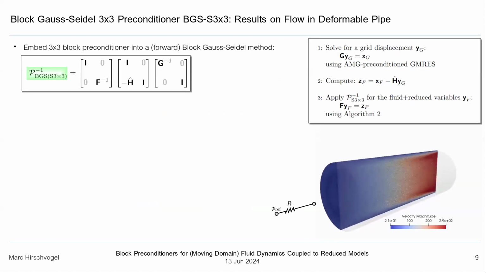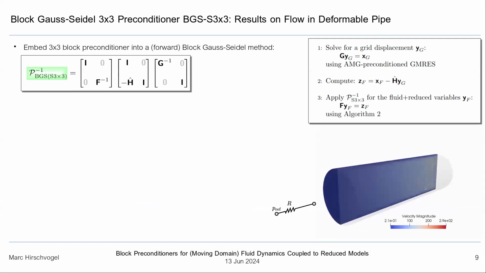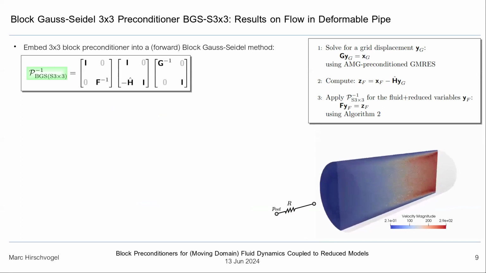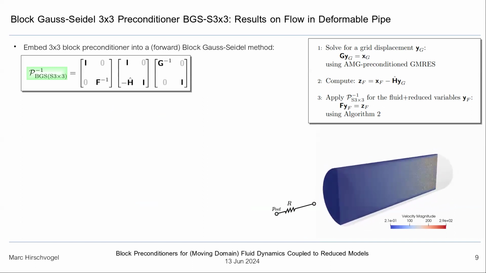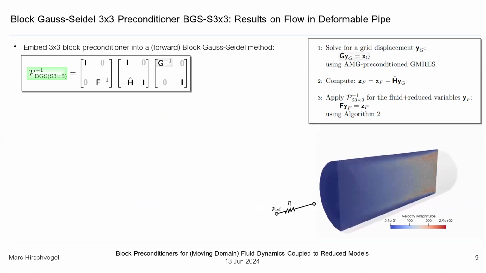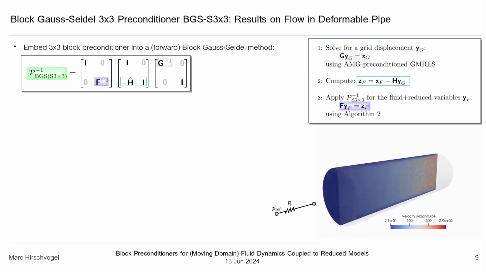Another example. Of course, we still have the ALE domain motion problem, and there we could embed this 3x3 block preconditioner I've introduced before with this kind of forward block Gauss-Seidel method. So you do first the ALE grid solve, then you compute this update, and then you apply the 3x3 block preconditioner we've shown before.